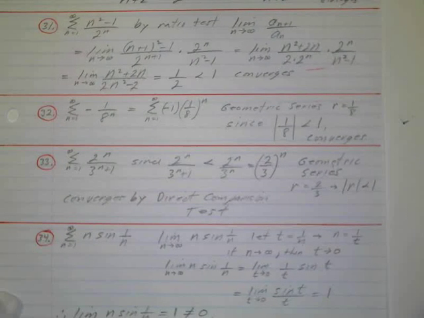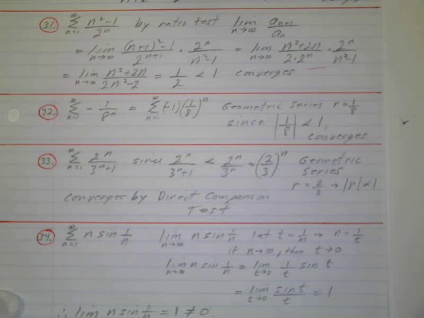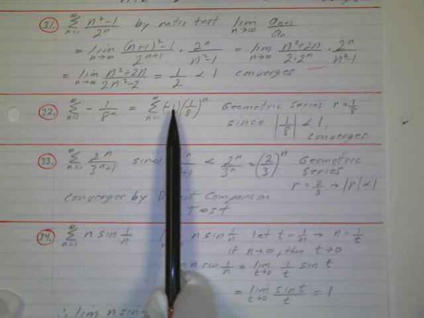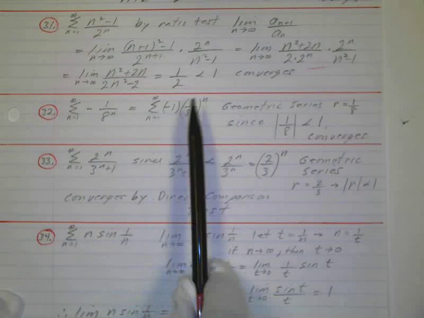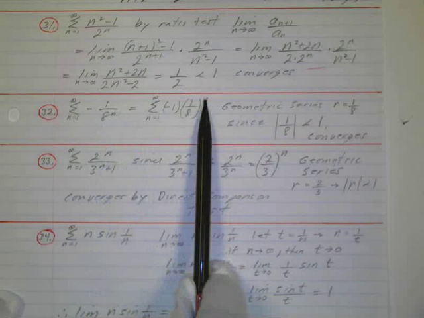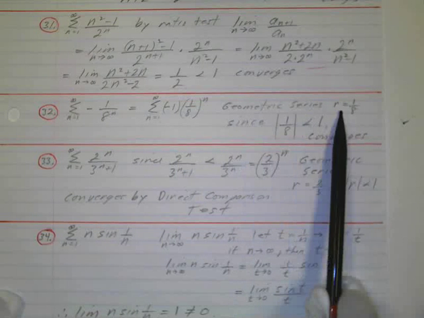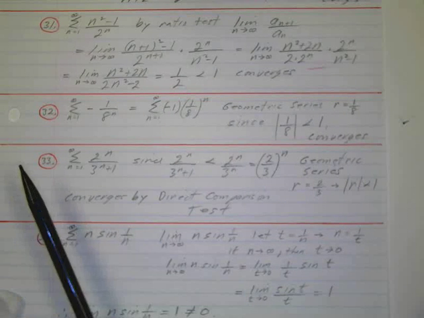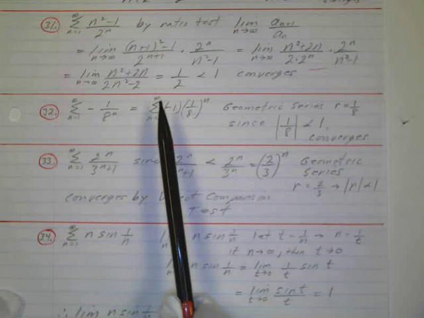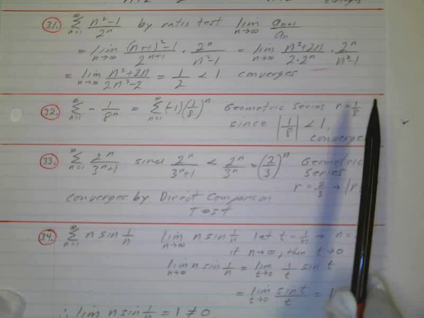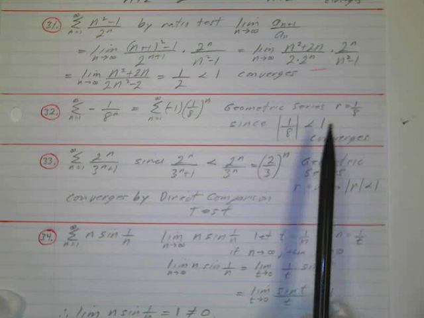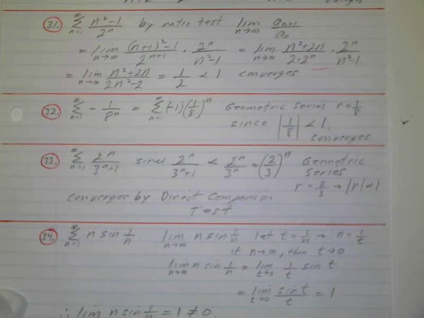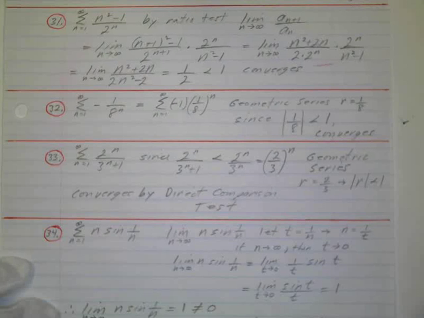Okay, on number 32, negative 1 over 8 to the n. I could rewrite this as negative 1 times 1 over 8, all to the n power, and that looks like a geometric series. Even with a negative, the ratio could be 1/8, with just a constant in front. So since r is 1/8, which is less than 1, it converges. That's a geometric series that converges, with a common ratio of 1/8.